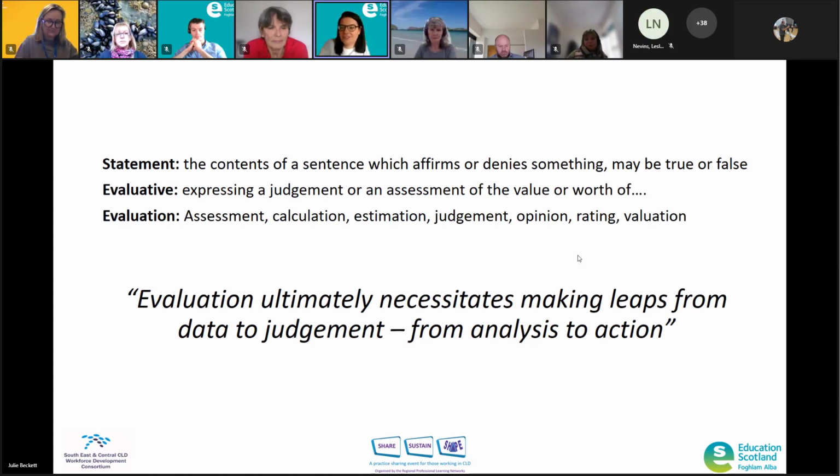And we would summarise all of this by saying that evaluation ultimately necessitates making leaps from data to judgment and from analysis to action. And hopefully as we go through this session today, that'll be a definition that we can reflect on and come back to as we go through the activities. So Jamie, over to you.